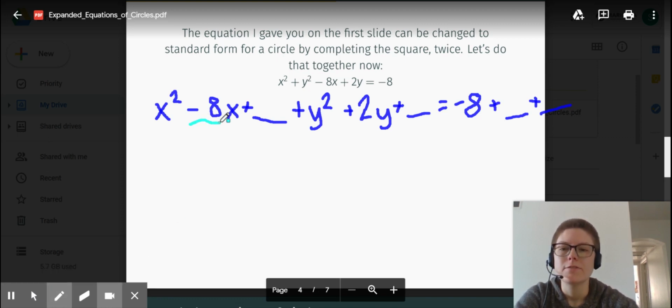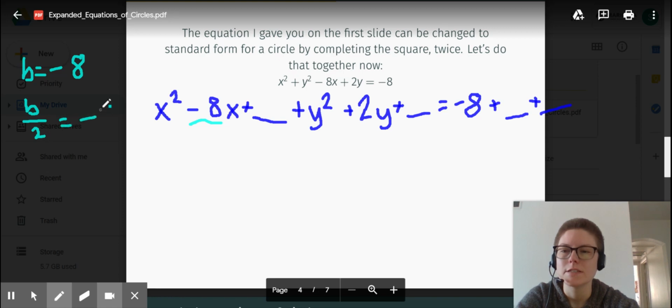All right. So here we've got b is negative 8. So we're going to divide that by 2. Negative 8 divided by 2 is negative 4. Then we're going to square it. Negative 4 squared. I should write this down. So b, negative 8, b over 2. We're just dividing by 2. That's negative 4.